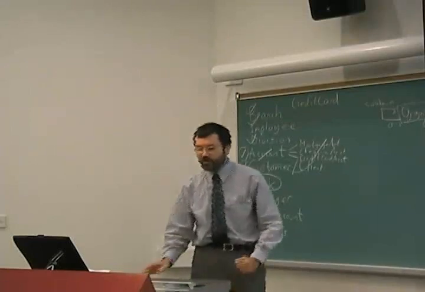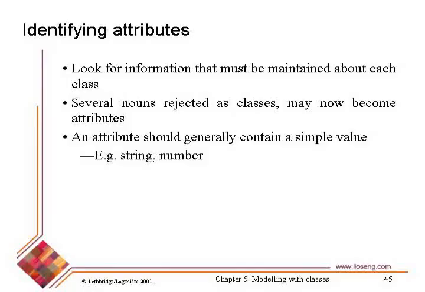With attributes, you're going to look for information that's simply maintained in each class. Again, simple strings. A lot of the things which are nouns that don't become classes end up being attributes. So things like address and name and description, they're simple strings. Things like account number are simple numbers. They're also nouns, but they end up being attributes instead of classes per se.